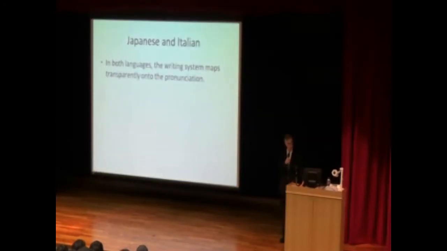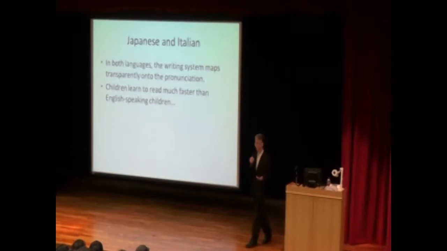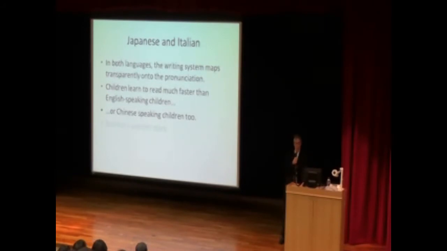So, Japanese and Italian. In both languages, the writing system maps transparently onto the pronunciation. Children learn to read much faster than English-speaking children. And as you know, Chinese-speaking children are probably the slowest to learn to read because you have such a difficult system. But I hope you're starting to think, why is Chinese so difficult? Why doesn't Chinese switch to the alphabet? Because we're going to answer that question. So that's another story as far as Chinese is concerned.